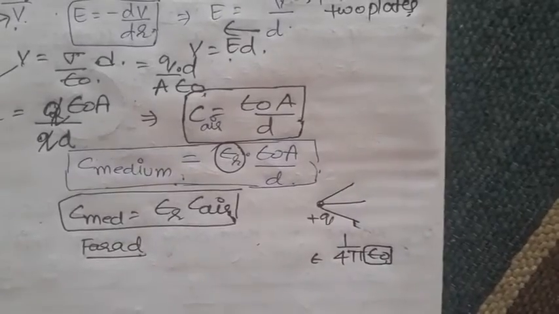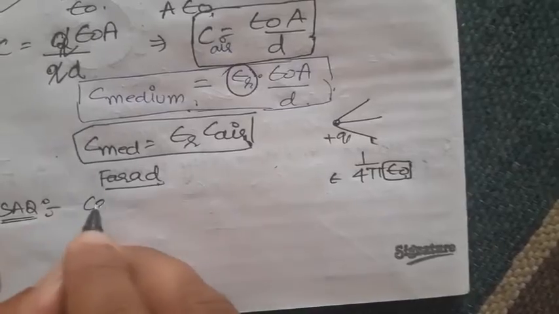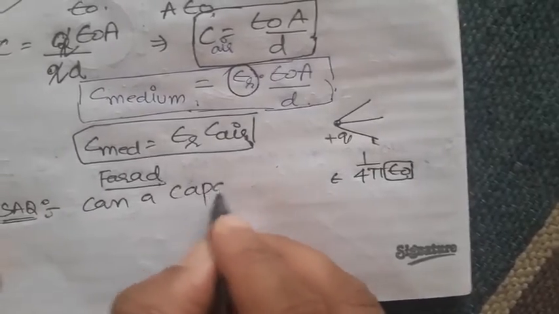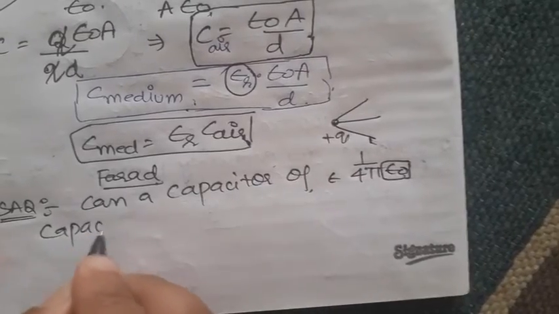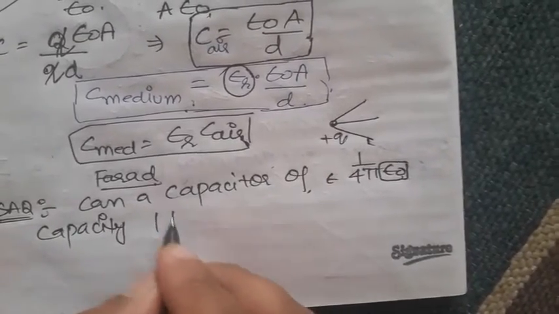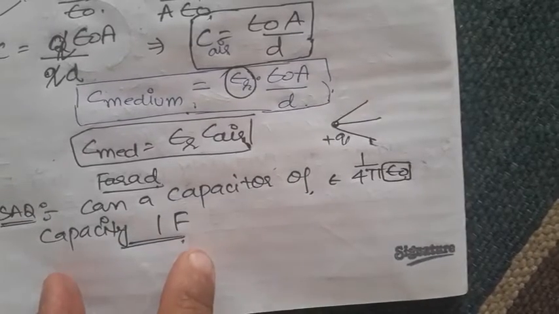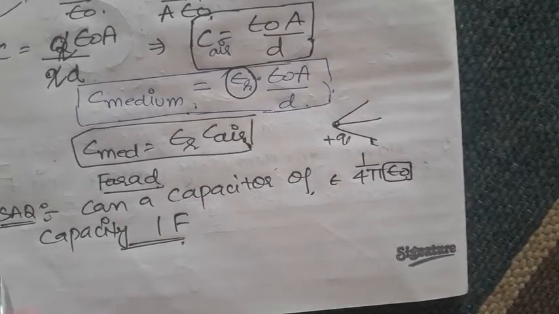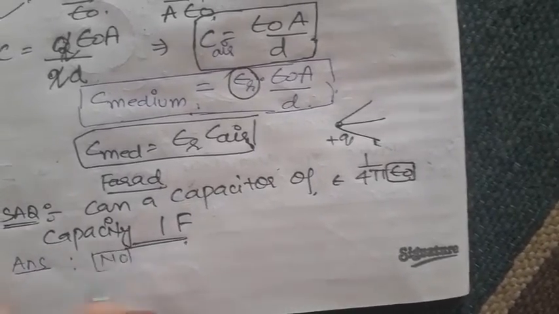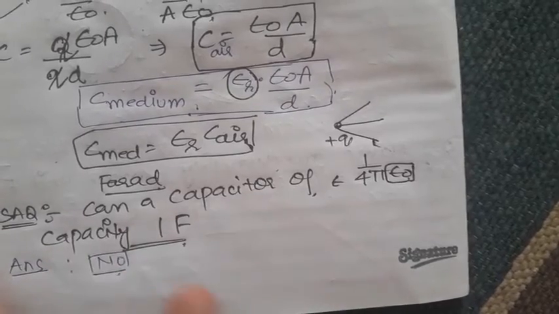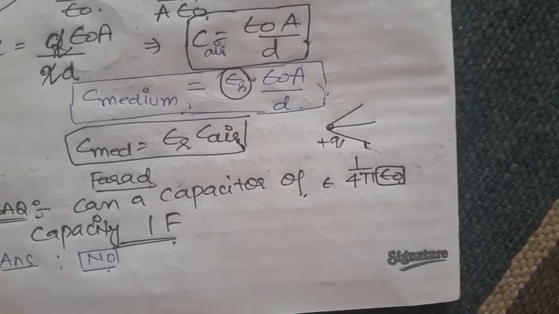From here I came to know one important question, a short answer question, an assignment for you. Can you make a parallel plate capacitor of capacity 1 farad? You think the answer will be what I give you, but you have to justify. No. Why is it no? That you have to justify. So this is the case, and that is why we cannot make this one.